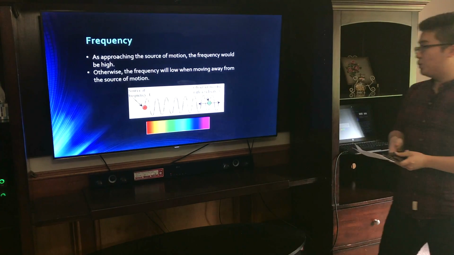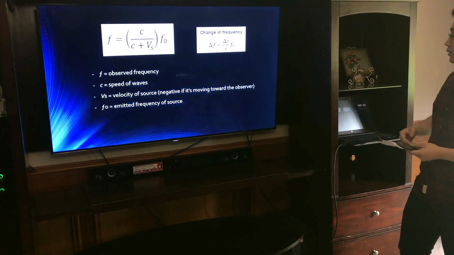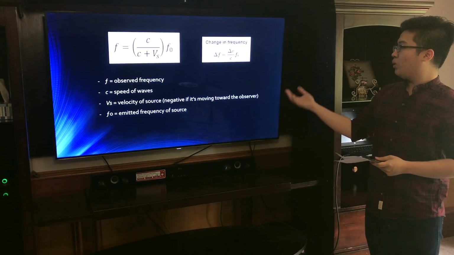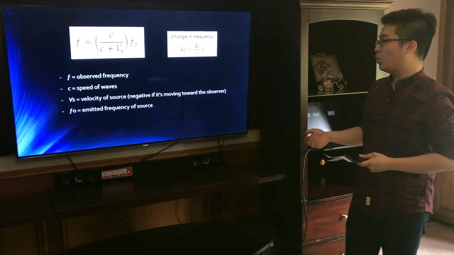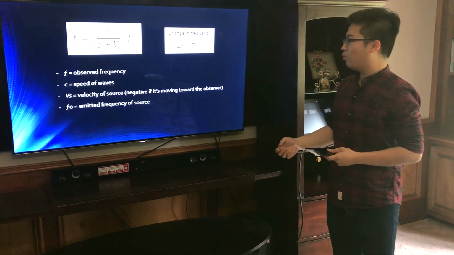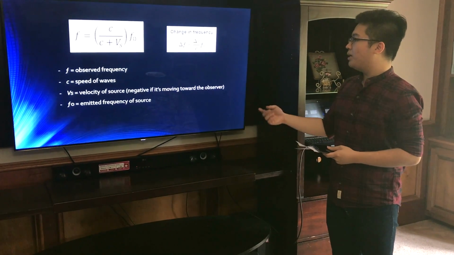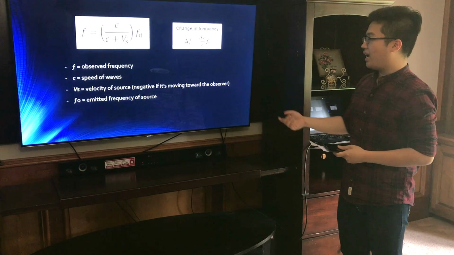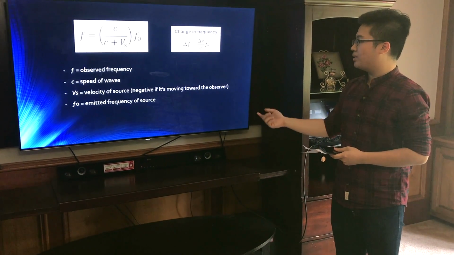So we can go to the formula of the frequency. In the formula, we will find the observed frequency, which is at the receiver. C is the speed of the wave, Vs is the velocity of the source, which will be negative if it's moving toward the observer, and F0 is the emitted frequency of the source.